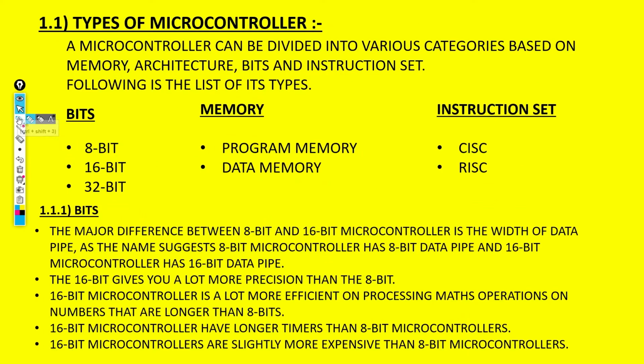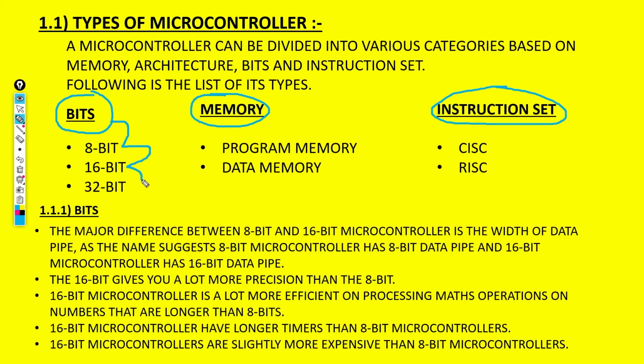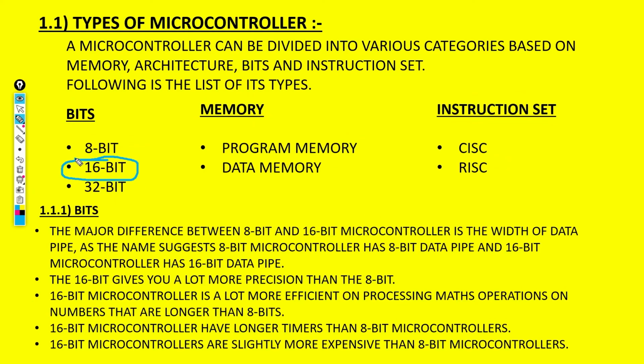If we have to divide microcontrollers, we divide them on the basis of bits, memory, and instruction set. Bits consist of 8-bit, 16-bit, and 32-bit. Memory is divided into program memory and data memory. Instruction sets are divided into CISC and RISC. With the comparison of 8-bit and 16-bit, we have clearly understood that 16-bit is way better than 8-bit. But we can still use 8-bit because we can add external memory to it. And the 8051 microcontroller is 8-bit.